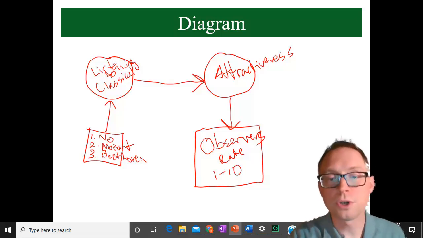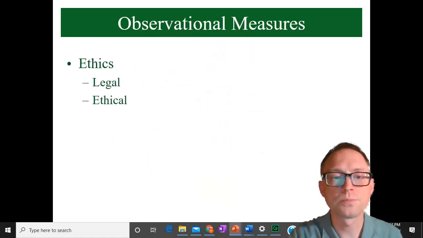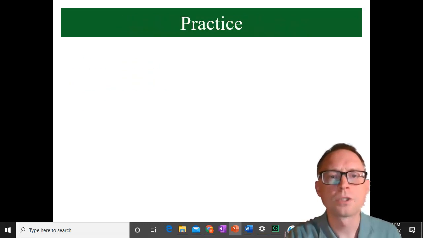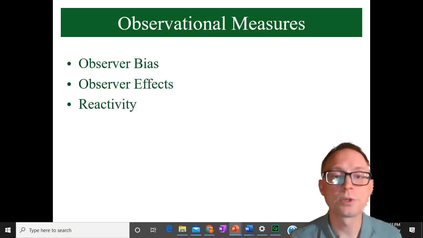All right, when we look at observational measures like the one we have here, there's other things we have to worry about, and so let me push forward to those. Number one, is it ethical to do? And people rate attractiveness all the time in psychology, so let's hope it's ethical. Whether or not you like it is a different issue, but it does happen all the time. So what we would need to instead be worried about is observer bias, observer effects, and reactivity.